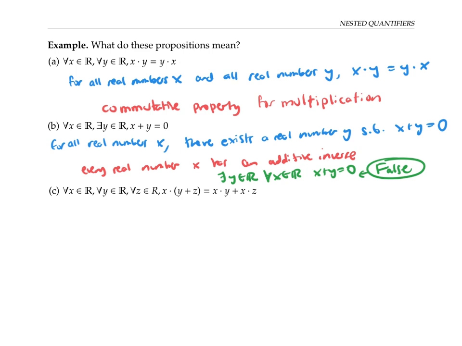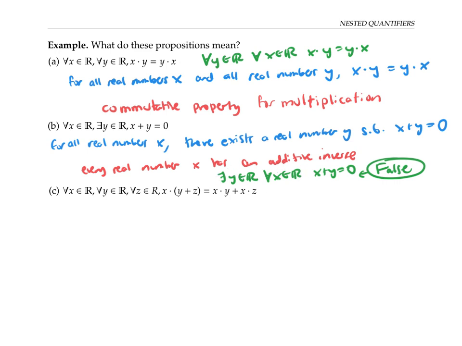Contrast that with the first proposition, the commutative property one. If I switched the order of quantifiers in that example, I'd still get the same meaning. It would still be true. The reason for the difference in behavior between these two examples is that in the first one, all the quantifiers are the same, whereas the second one mixes quantifiers.